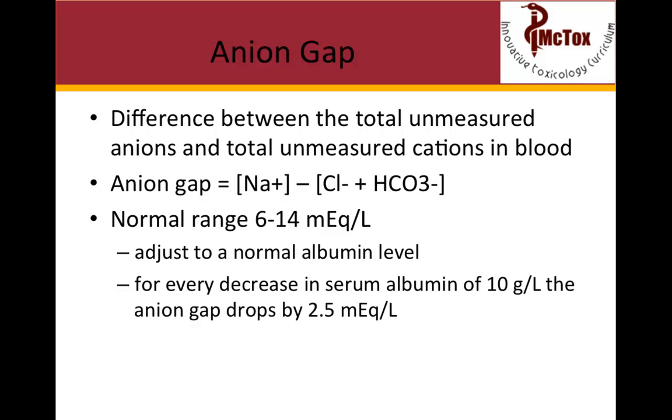The anion gap can be easily calculated from the values in an electrolyte panel. The anion gap is the difference between the primary measured cations, sodium and potassium, and the primary measured anions, chloride and bicarbonate, in the serum. Since the potassium value is generally low, it is often omitted from the calculation, leaving the equation as sodium minus the sum of chloride and bicarbonate values.